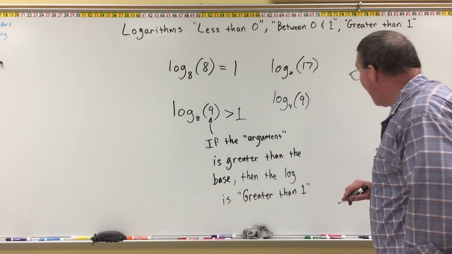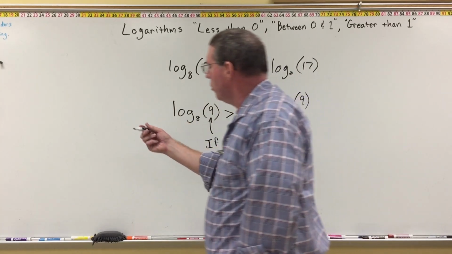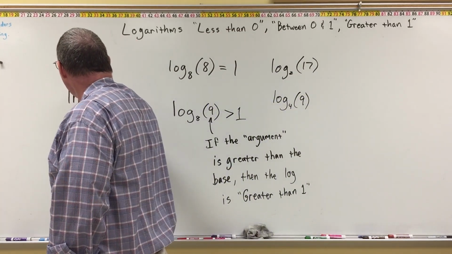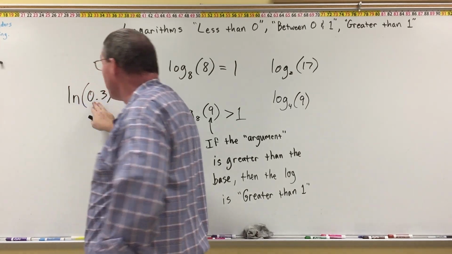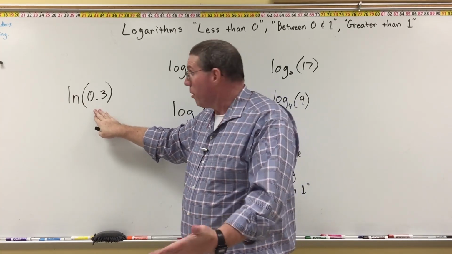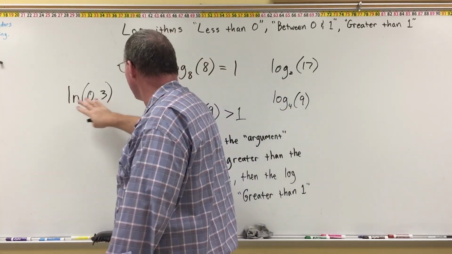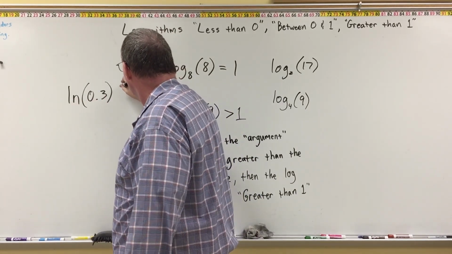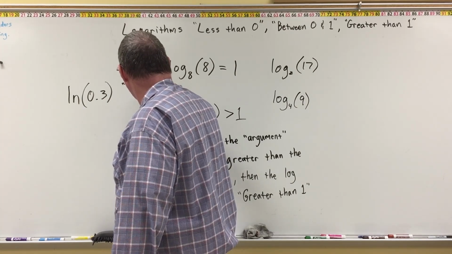Well, what about the natural logarithm? I introduced the natural logarithm to you. What if I said, what is the natural logarithm of 0.3? Well, 0.3 is less than 1, and we already said that if this argument is less than 1, then the answer is less than 0. So this logarithm is less than 0.